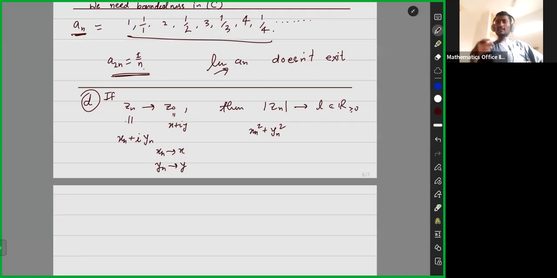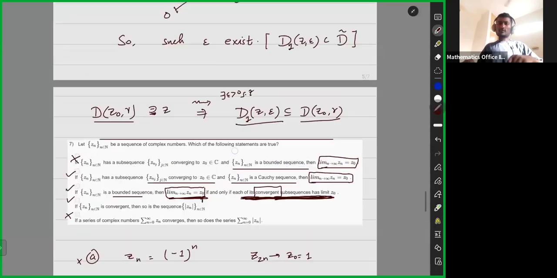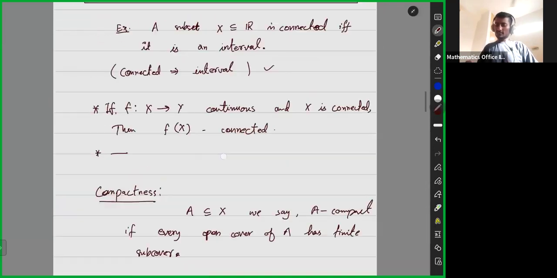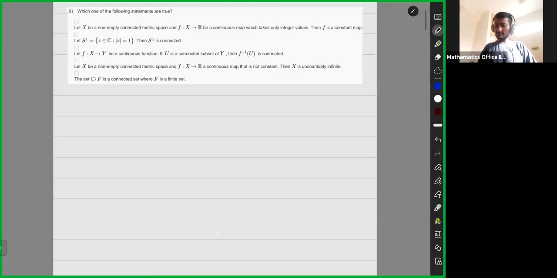If a_n is a sequence converging, then under root a_n is also convergent. So this converges to x square plus y square. If there was a root, this will converge to that. Okay. Right. So let's see the next question. I think you understood this very well.